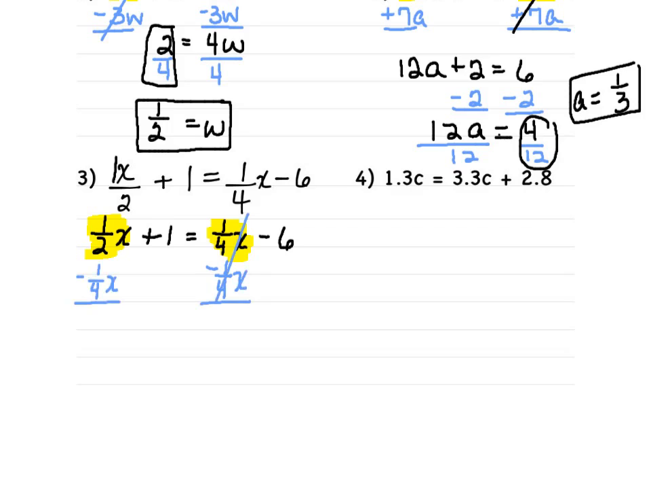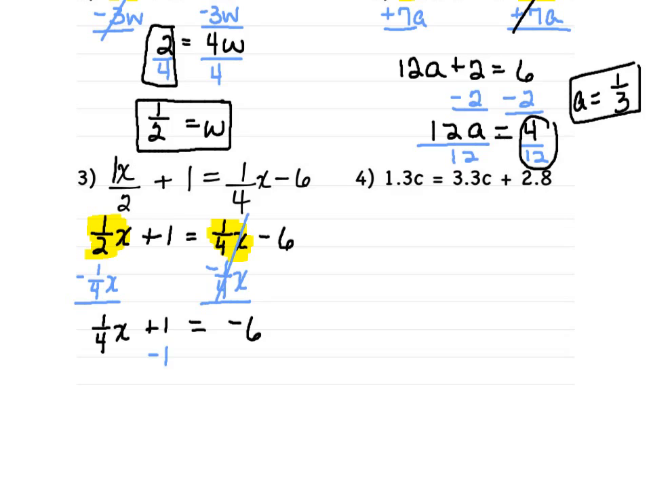Okay? So 1/2 x minus 1/4 x is 1/4 x. Bring down the plus 1 equals. 1/4 x minus 1/4 x cancel each other out, and this is negative 6. Don't leave the negative sign behind, please. All right, now we have a simple two-step equation. Let's go ahead and solve.